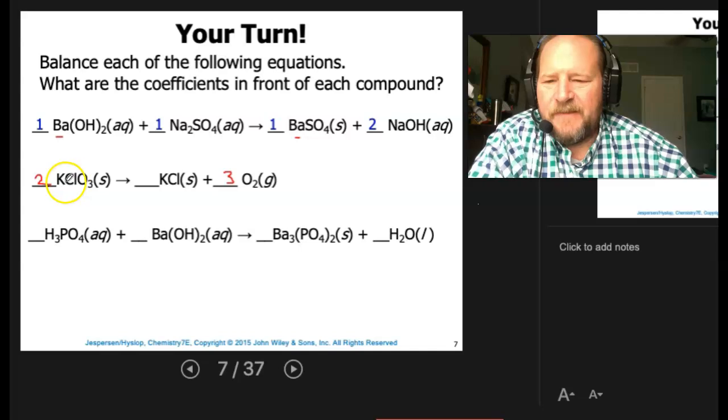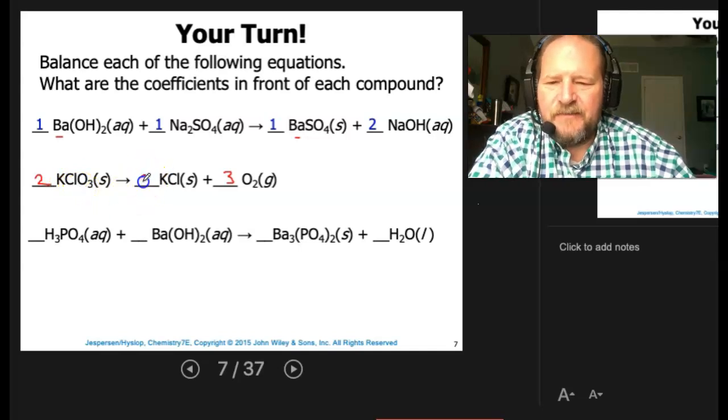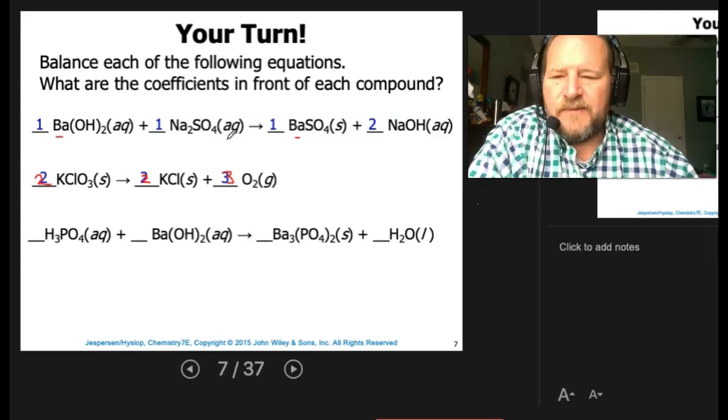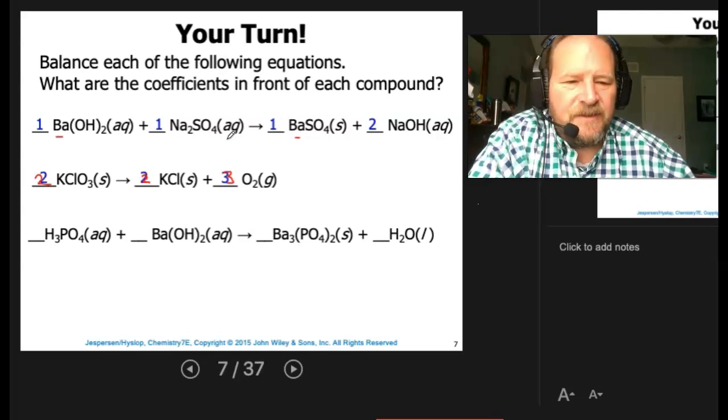Now once I've done that, I'm going to have 2 Ks and 2 Cls. No big deal. We'll just put a 2 in front of the KCl as well. And of course that works out. All right, a little pause for the last one.